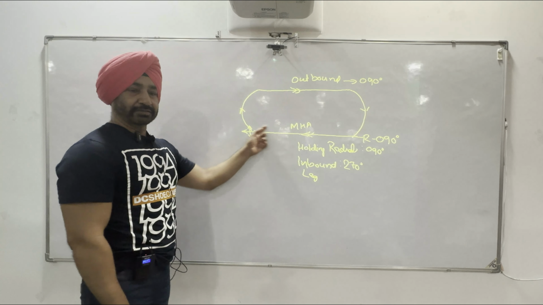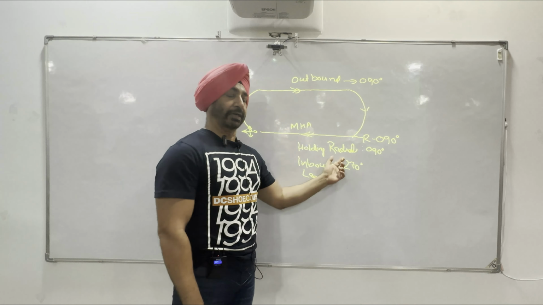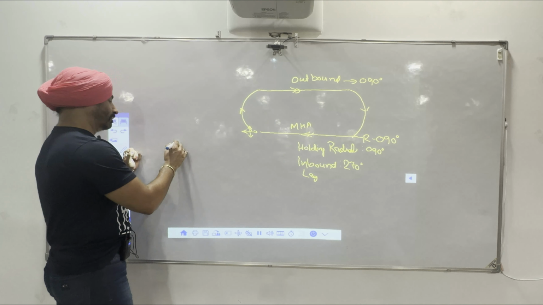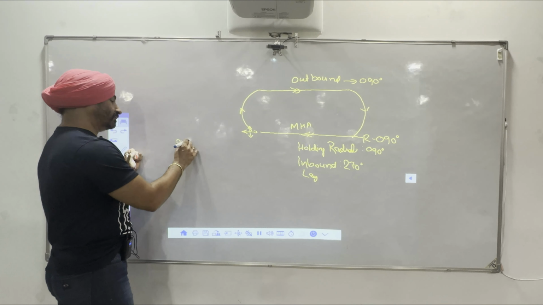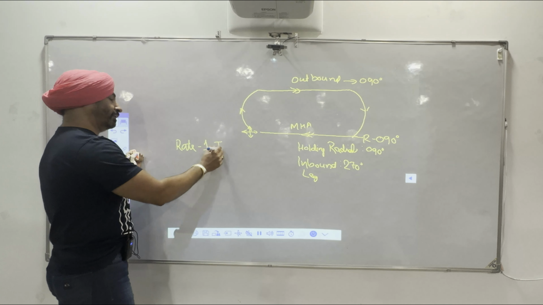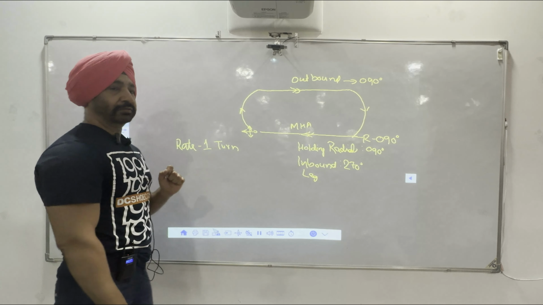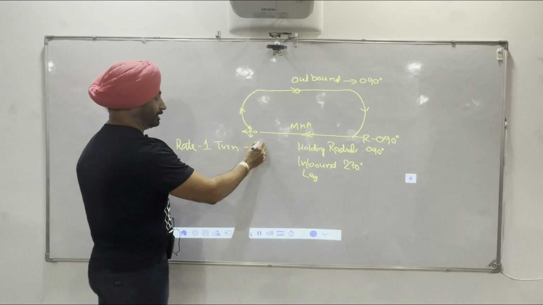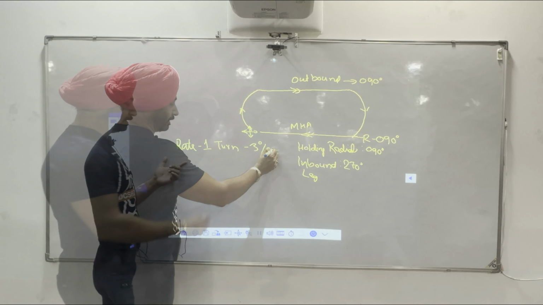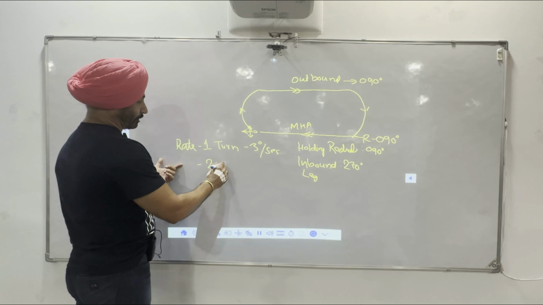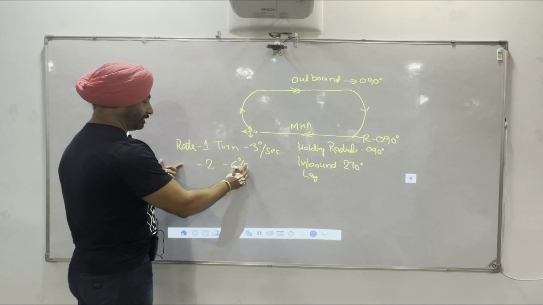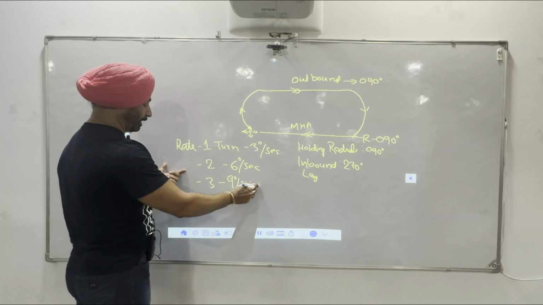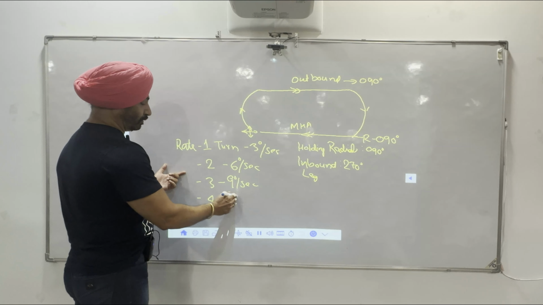So this is a straight leg, these two are turning legs. During turns, inbound and outbound, we follow something called rate 1 turn. Rate 1 turn is 3 degrees per second. Rate 2 is 6 degrees per second, rate 3 is 9 degrees per second, and rate 4 is 12 degrees per second.